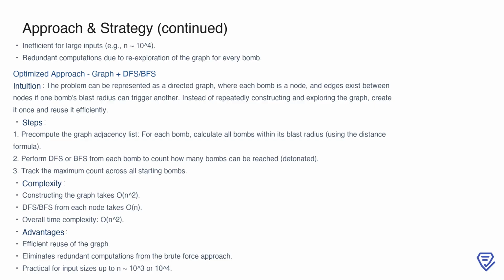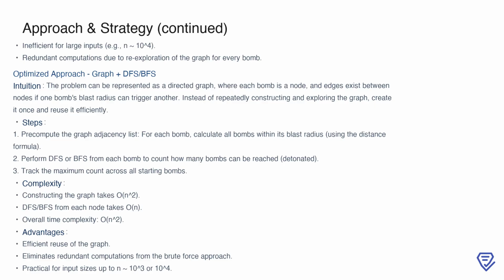Instead of reconstructing and re-exploring the graph for each bomb, we pre-compute an adjacency list that maps each bomb to the bombs within its blast radius. From there, we use DFS or BFS to explore reachable nodes. This reduces the overhead significantly, as graph construction remains O(n²), but traversal from each bomb is now O(n), leading to an overall complexity of O(n²). This is a big improvement over the brute force method.